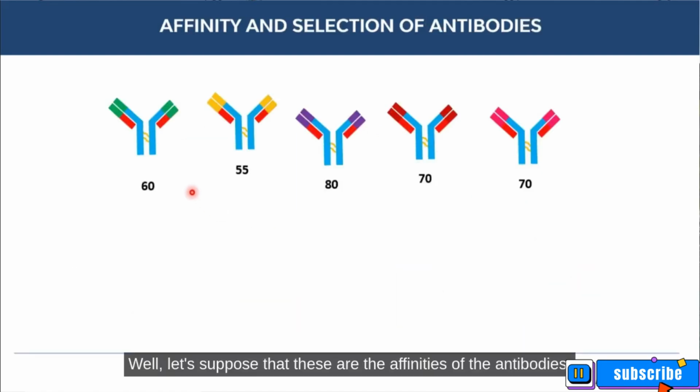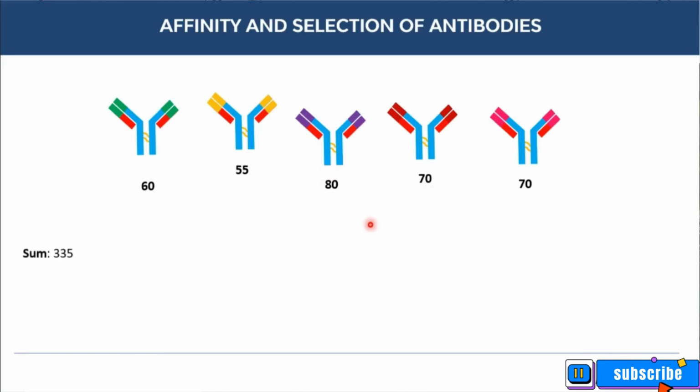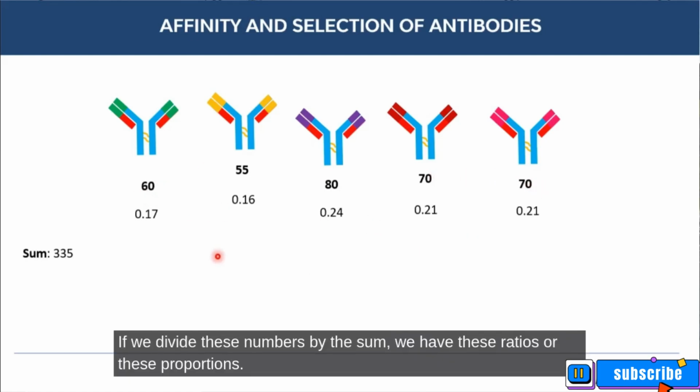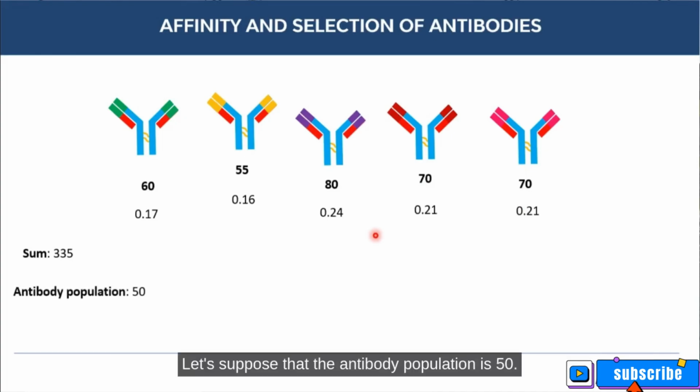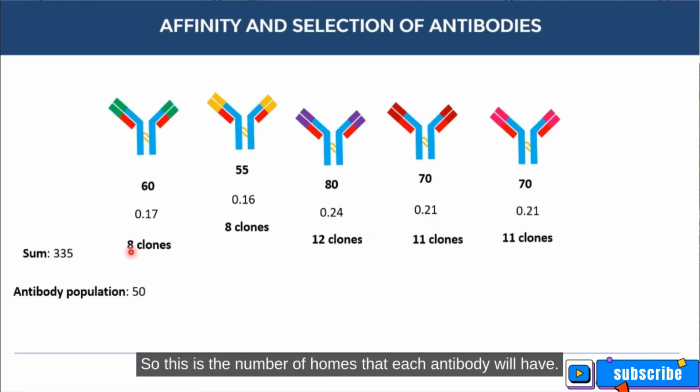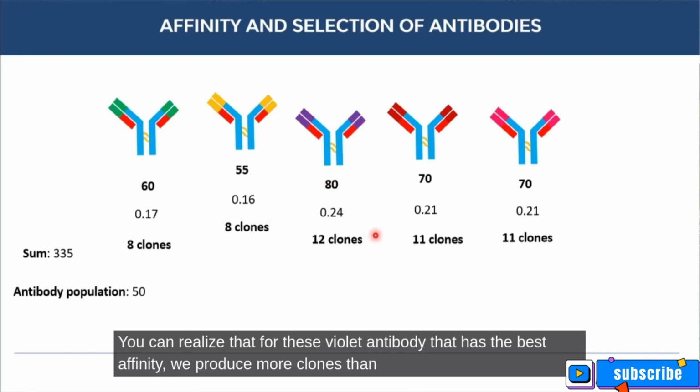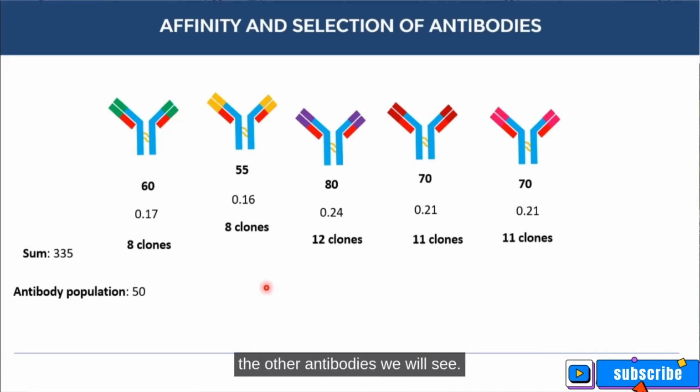Let's suppose that these are the affinities of the antibodies. The sum is 335. If we divide these numbers by the sum, we have these ratios or proportions. Let's suppose that the antibody population is 50. So this is the number of clones that each antibody will have. You can realize that for this violet antibody that has the best affinity, we produce more clones than the other antibodies. We will see this calculation in more detail in a further lesson.